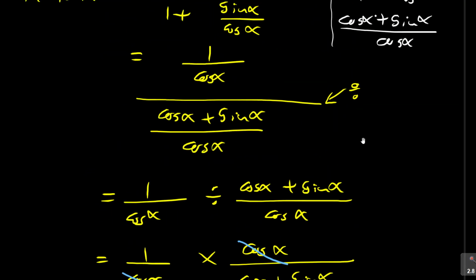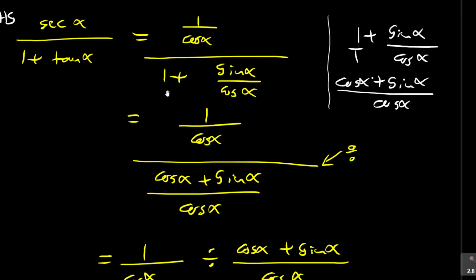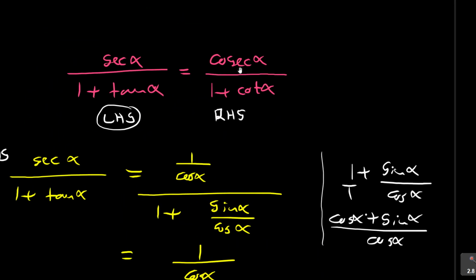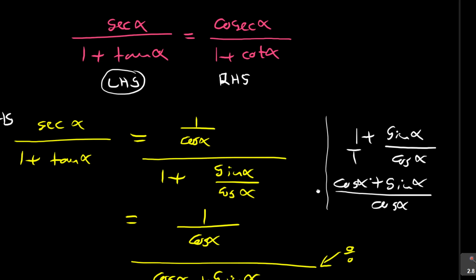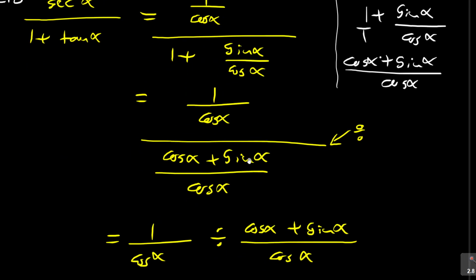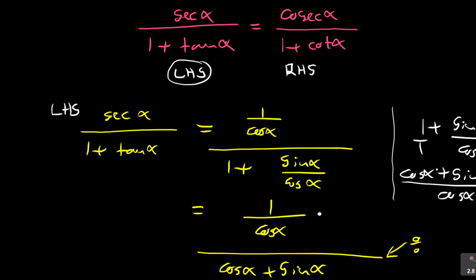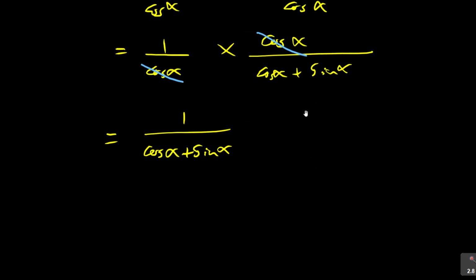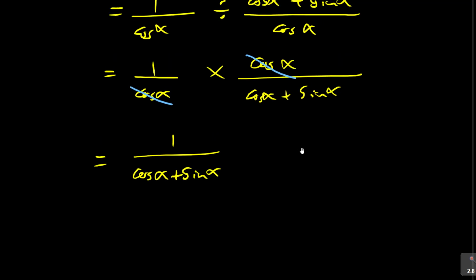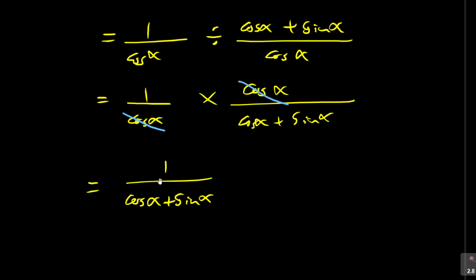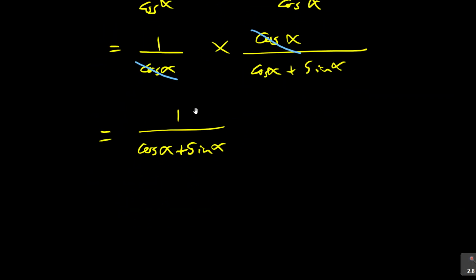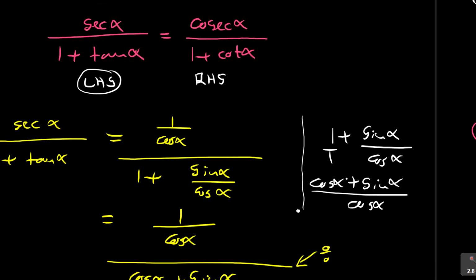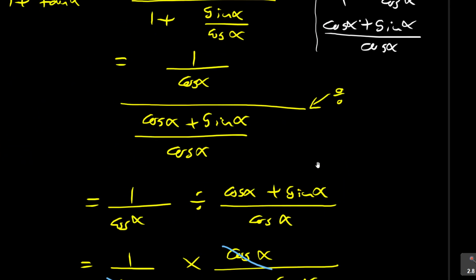I'm not seeing anything near to that. It's cosec over 1 plus cot, but it's fine. Let's continue. This is what I'm having, and I'm looking for this to become cosec over 1 plus cot.